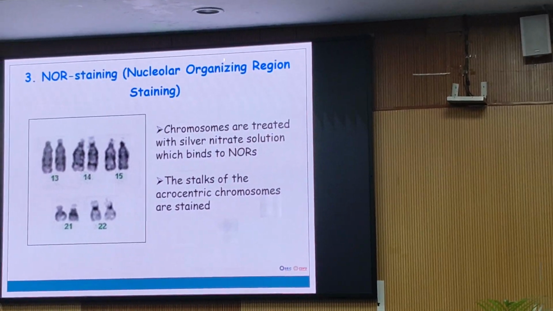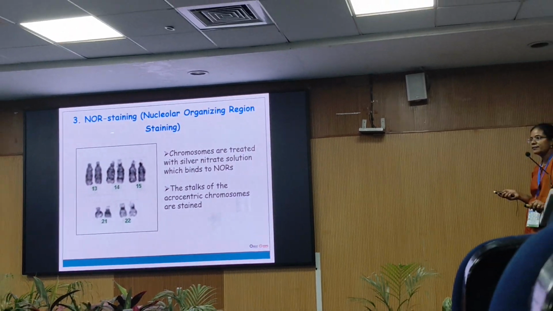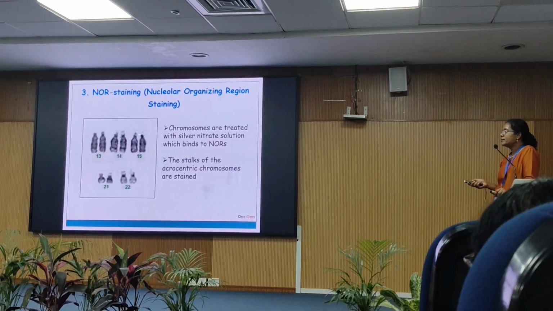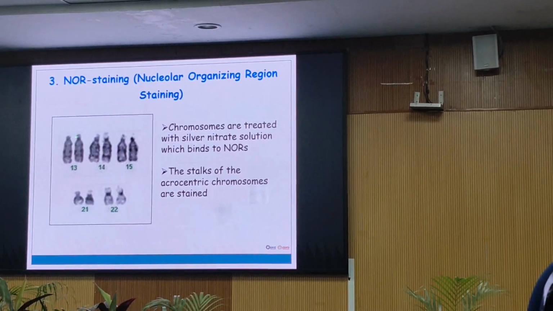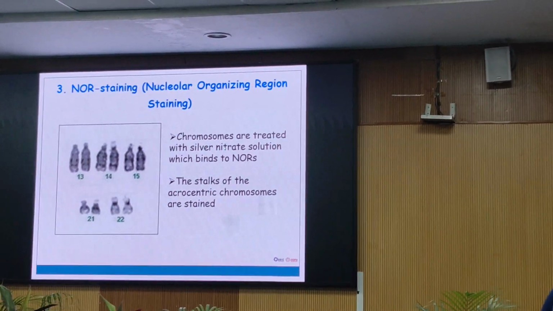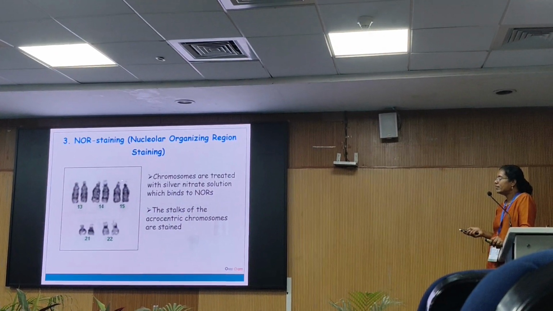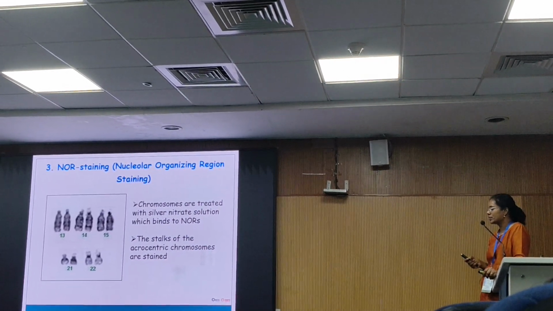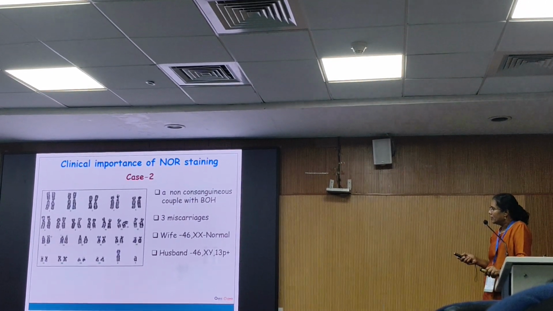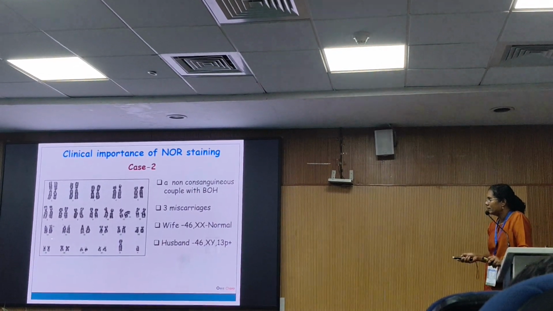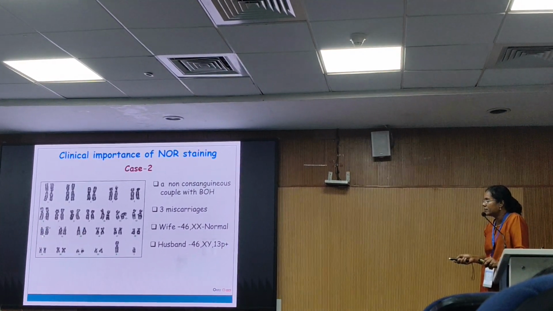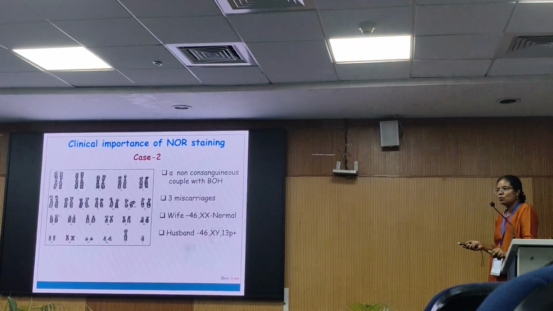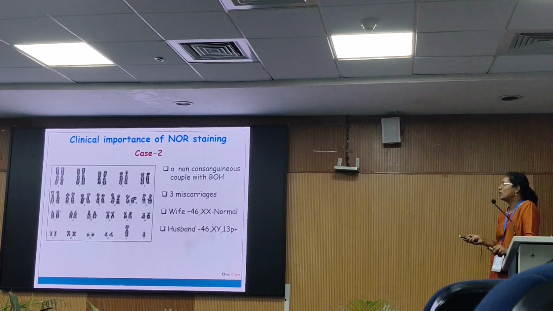And NOR staining is nucleolar organizing region staining. As I told you, we have 5 pairs of acrocentric chromosomes. So all these acrocentric chromosomes, as I told, have satellites, and these satellites are stained with silver nitrate solution. So when silver nitrate goes and stains here, it becomes dark black dot-like structures, and you can see here. This is a case where we had an extra chromosomal region present on chromosome 13. So for anything on 13, 14, 15, 21 and 22, we go ahead and do this AgNOR staining.